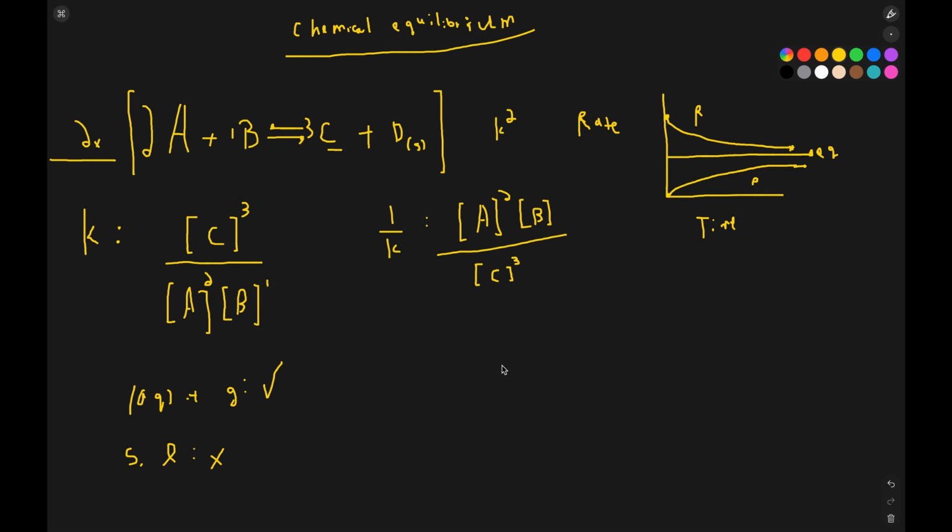Also keep in mind that K can only be changed by temperature, by increasing or decreasing the temperature. So if you add products or reactants, or if you add a catalyst or anything else, it will not change K. So it's only changed by temperature.